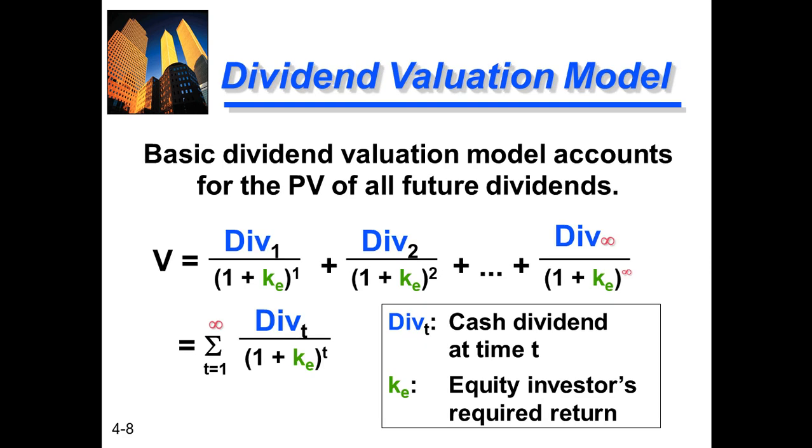The basic dividend valuation model accounts for the present value of all future dividends. Before, I told you that dividends are discounted to the present value, and this discounting shows the value of that stock. So V is equal to dividend 1 divided by (1 plus Ke), plus dividend 2 divided by (1 plus Ke) squared, for the second year, third year, fourth year, till infinity. At the end we sum all the cash flows: the summation of dividend t divided by (1 plus Ke) to the power t, where dividend t is the cash dividend at time t, and Ke is the equity investors' required return.